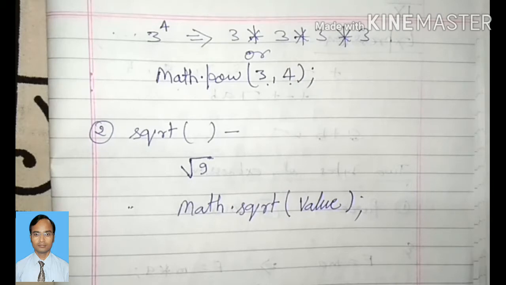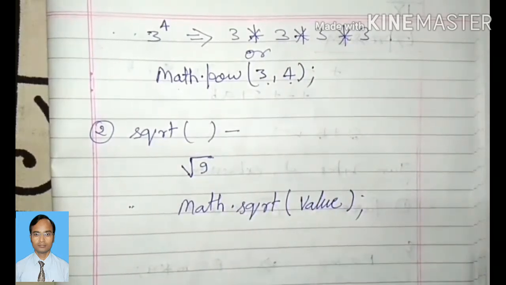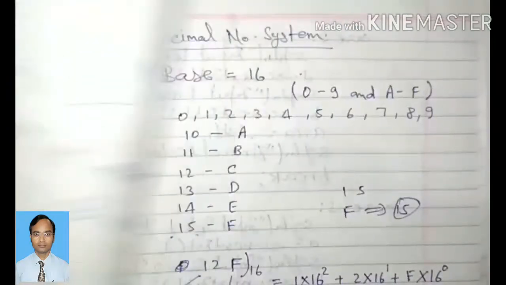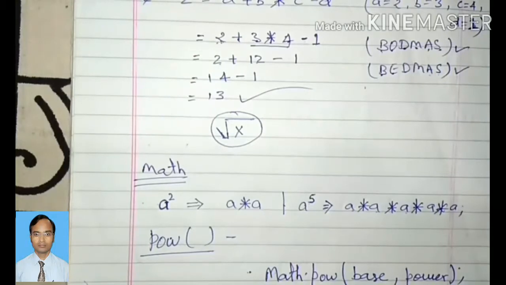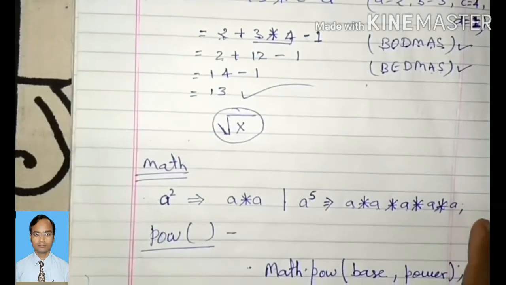Suppose, the first point you have seen is math.pow, and the second is math.sqrt, which is used to calculate square root. If you want to write this in your copy, let me show you, you can write it like this.